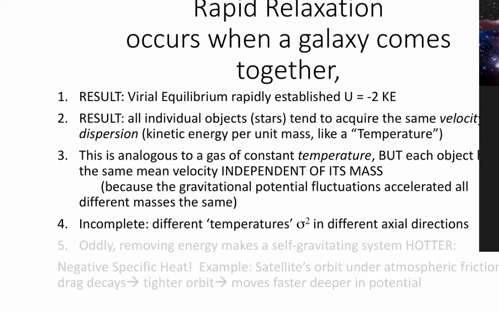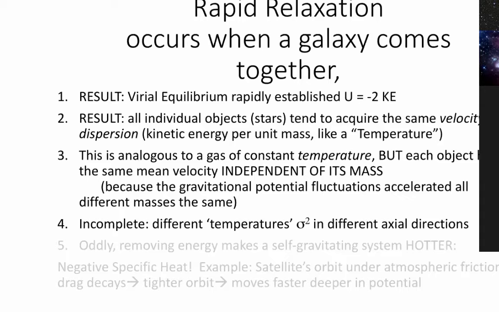The gravitational potential energy that's changing gives accelerations to the stars. What's the difference? When the gravitational potential energy is changing rapidly over time, it accelerates all masses the same. In this room, all of the particles here have the same average kinetic energy, but the heavy molecules are moving slower than the light ones. That is not what happens in violent relaxation.